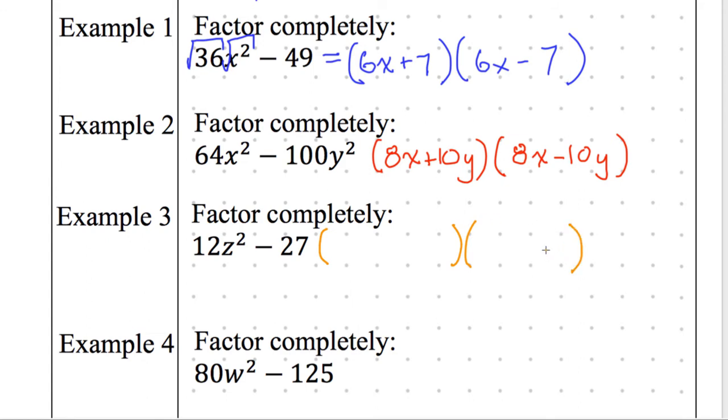Three people, someone's going to help me. I'll give you a hint for number 3. 12 is not a perfect square. It's not on that list up there. There's 12 squared, which is 144, but 12 is not a perfect square, which means I need to factor something out. Something that's the greatest common factor of 12z squared and negative 27. What can I factor out of both of these? What's the greatest common factor?